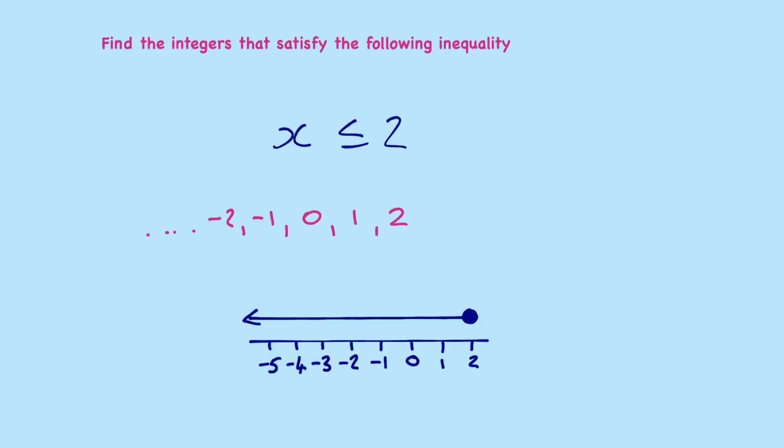So this just tells us that it's all the values from 2 backwards, and this shaded circle means that the 2 is included. If, however, we change the inequality to just x is less than 2, we would have no line under the sign, and then the circle would be open because the 2 is not included.